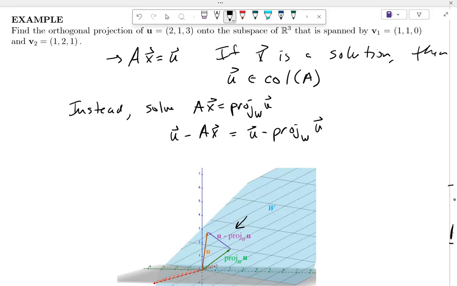Now remember again, I'm thinking about column space here. Let me think about, this is my W. Okay. That's my W. Where would this live again? W perp, right? Because it's perpendicular, it's orthogonal to everything, right? The orthogonal complement of the column space is the null space of A transpose, right? So let's multiply both sides by A transpose.